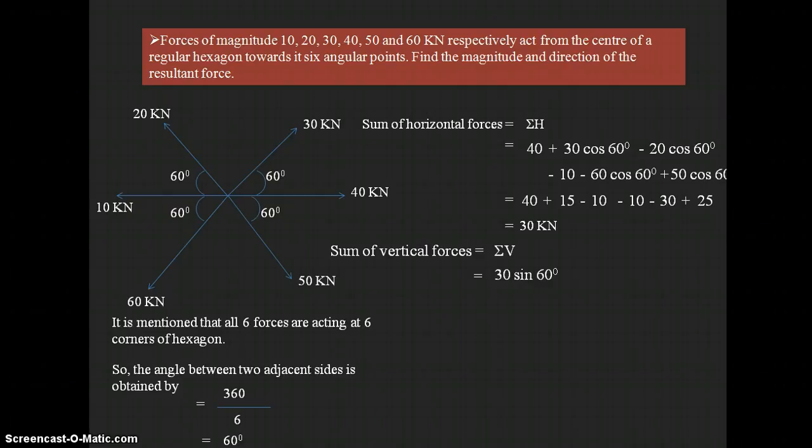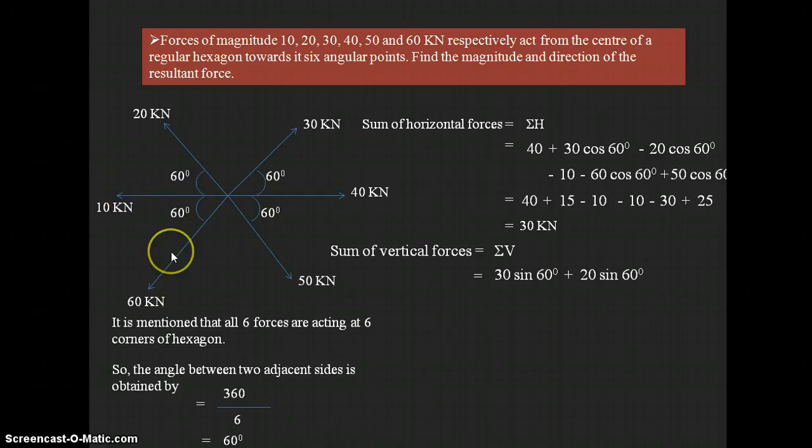Similarly, 20 kilonewtons is also acting in the vertical direction. The vertical component of the 20 kilonewtons we can write as plus 20 sine 60. Why? Because plus means it is acting in the upward direction, that is the positive y direction. Next, the vertical component for 10 kilonewtons: there is none, because it is already acting in the horizontal, so it cannot have a vertical component.